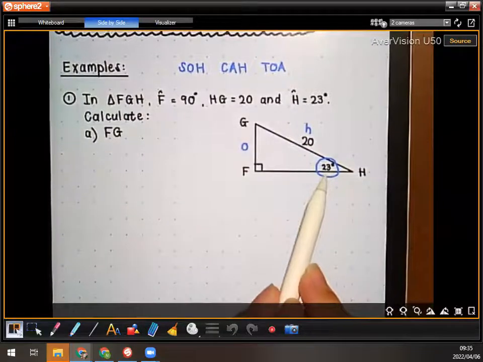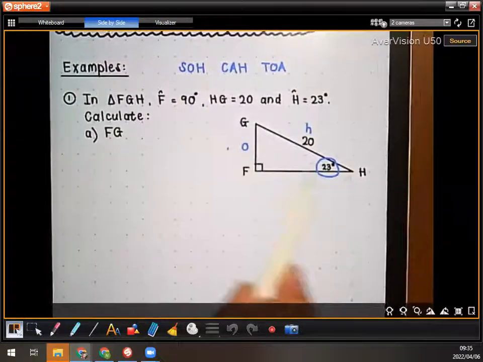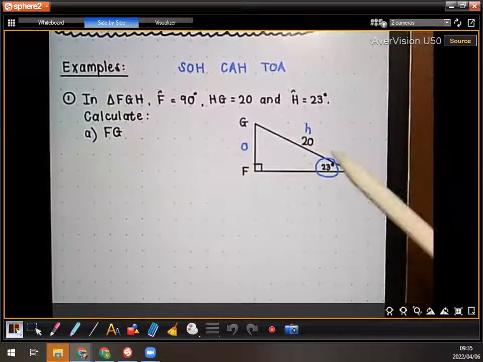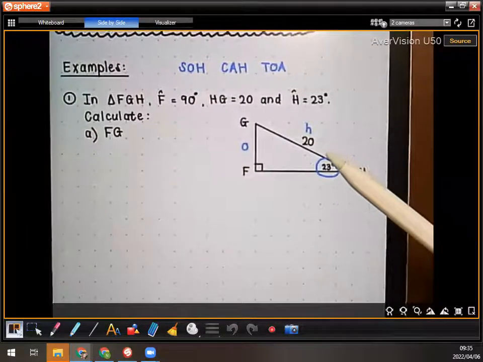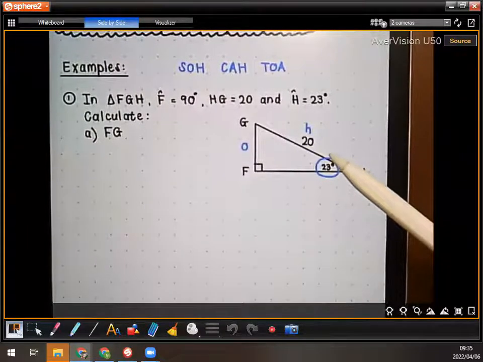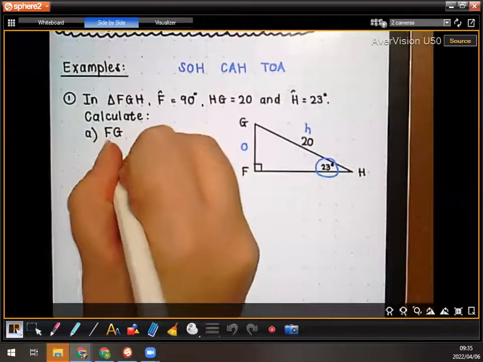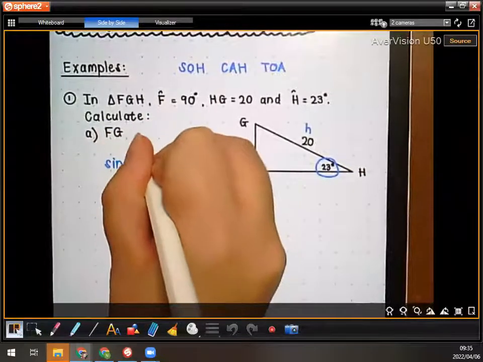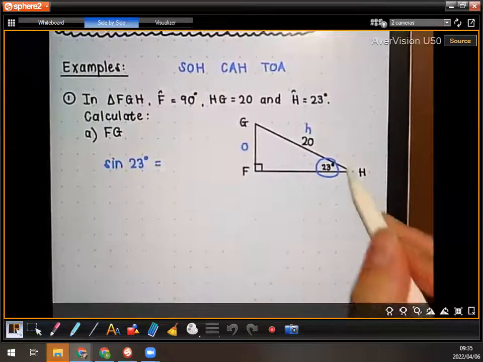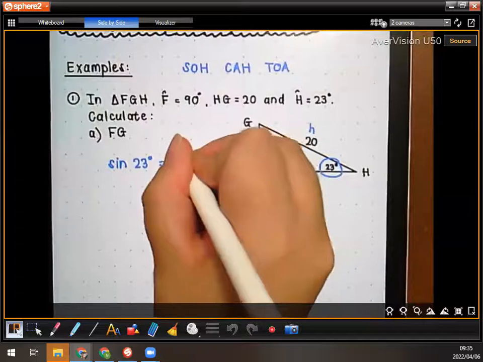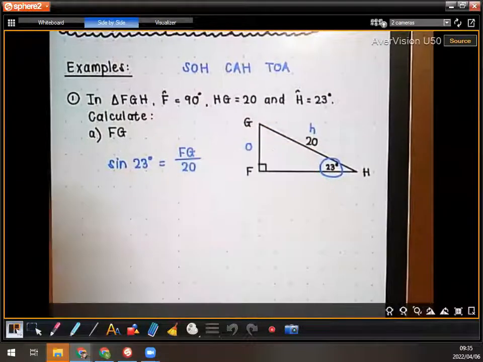I'm looking at the 23-degree angle. That's the one that we have. I'm looking for the side opposite the 23-degree angle, and I have the hypotenuse. Which trig ratio works with opposite and hypotenuse? Sine. All right. So we're going to say sine of 23 degrees is equal to opposite, which is FG, over hypotenuse, which is 20.